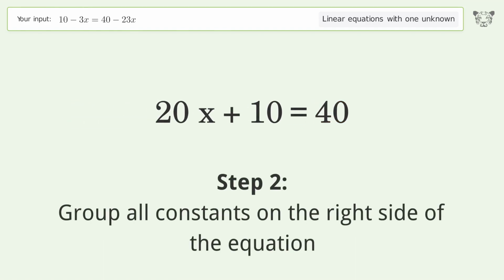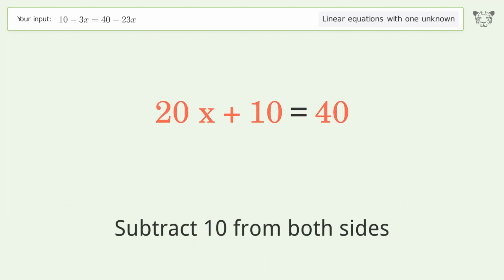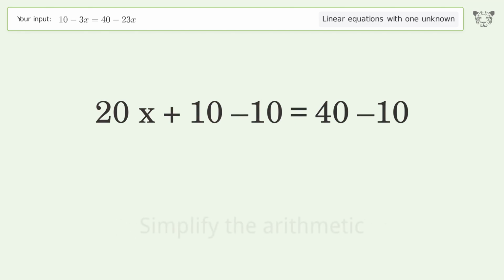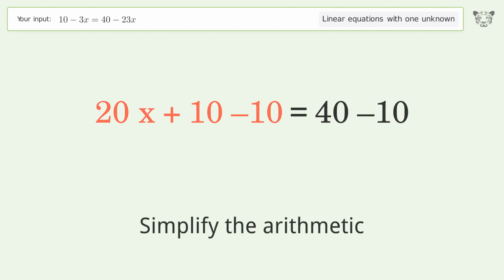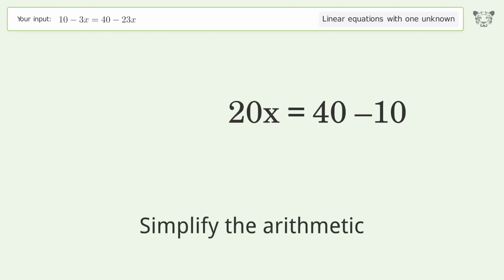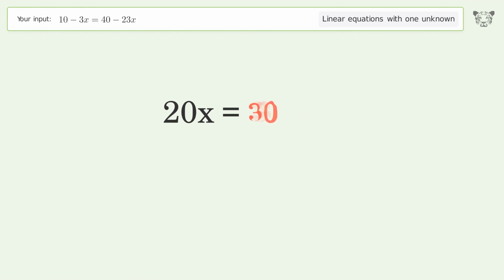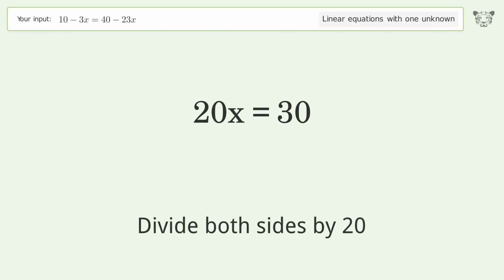Group all constants on the right side of the equation. Subtract 10 from both sides. Simplify the arithmetic. Isolate the x. Divide both sides by 20.